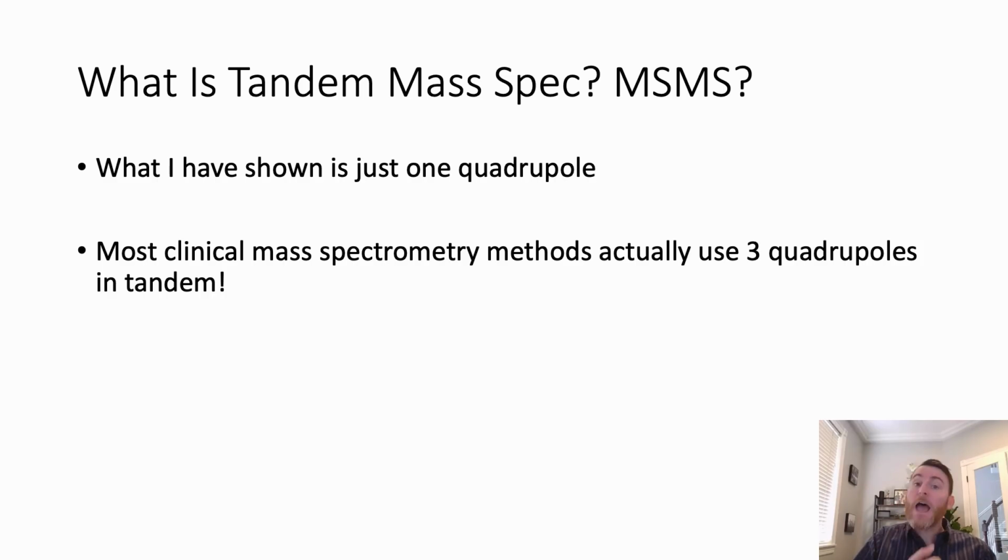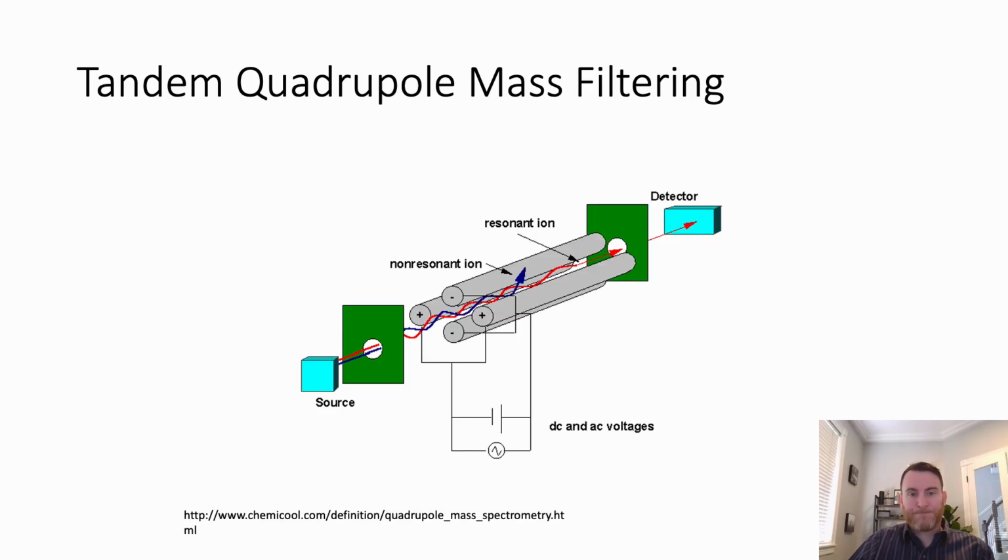Okay, so what I showed you was a single quadrupole mass spectrometer application. That is just MS, if you want to define it in that way. What is tandem mass spectrometry, or MSMS, and how does that work? Again, all I showed you was a single quadrupole. Many clinical mass spectrometry methods use 3 quadrupoles in tandem. That's what a triple quad means: 3 quadrupoles in tandem.